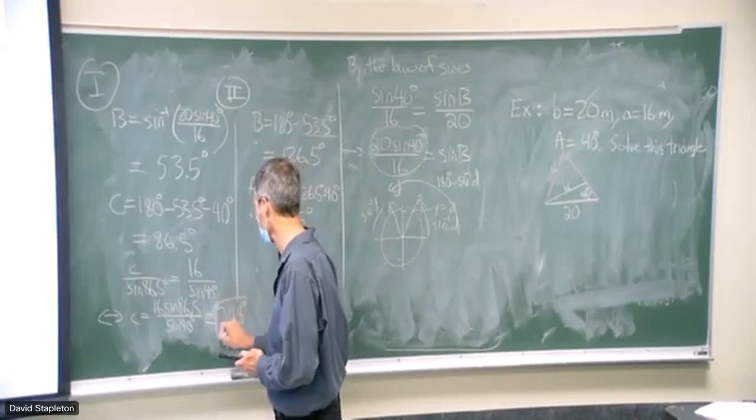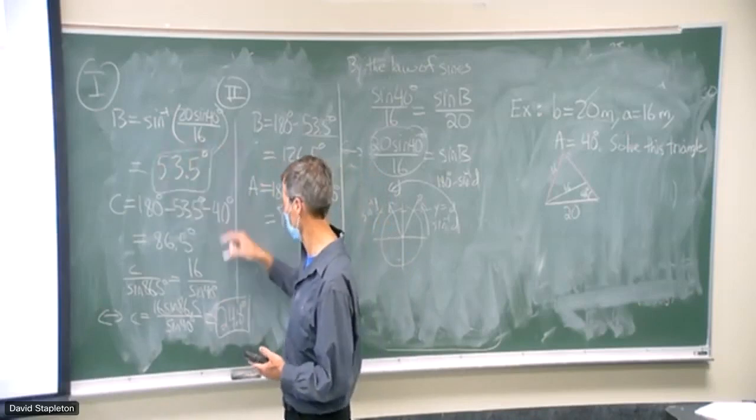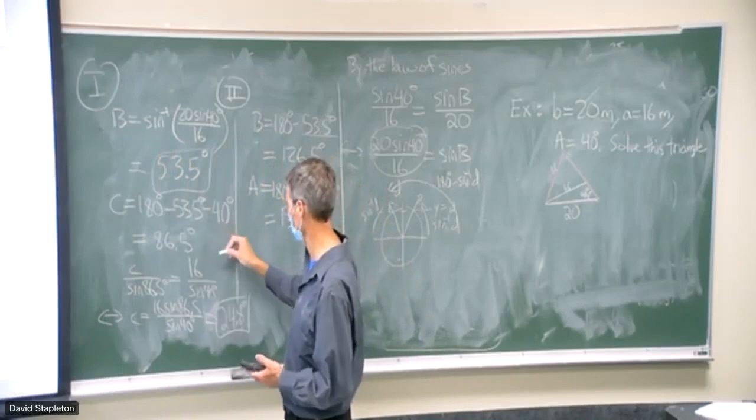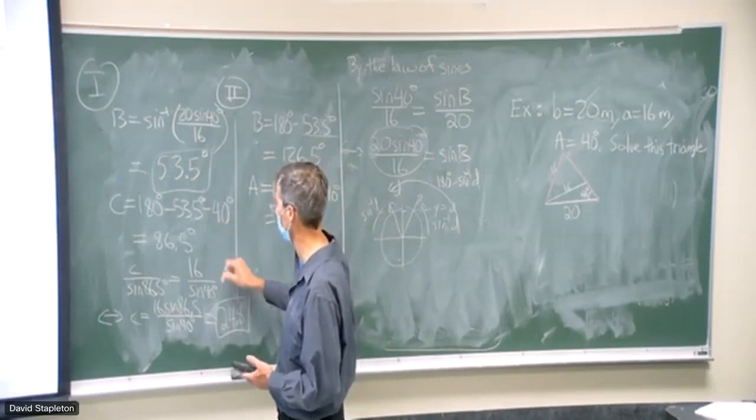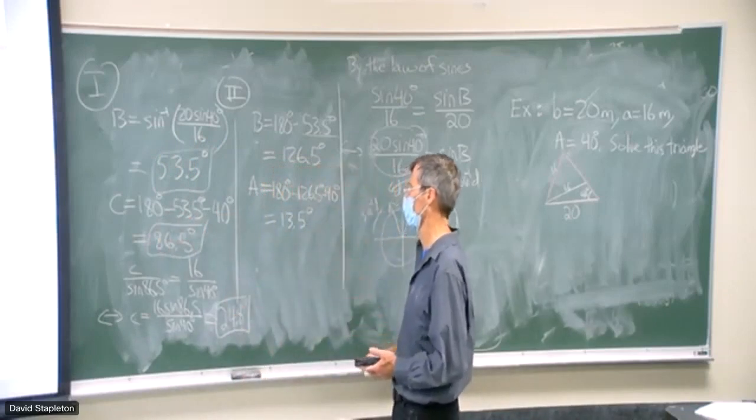Now I've got the triangle solved. I've given three measures. Here's the other three: 53.5 degrees, 24.8 length, and 86.5 degrees. Then I have to finish this one also, right?